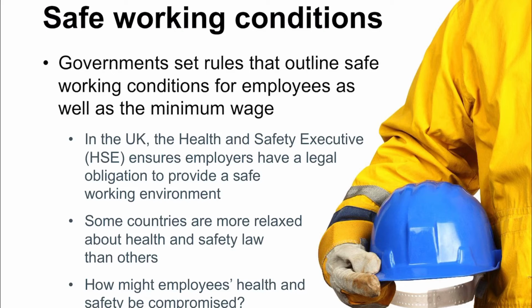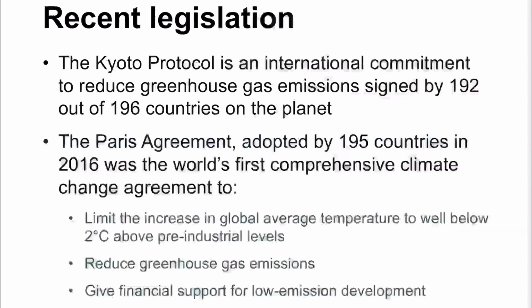So we have the Health and Safety Executive, which we've talked about before, where they have a legal obligation to provide safe working environments. So this may be to do with things like PPE, which you can see here, but also good extraction, making sure that the employee's health is not compromised by whatever product or material is being produced in their factories.